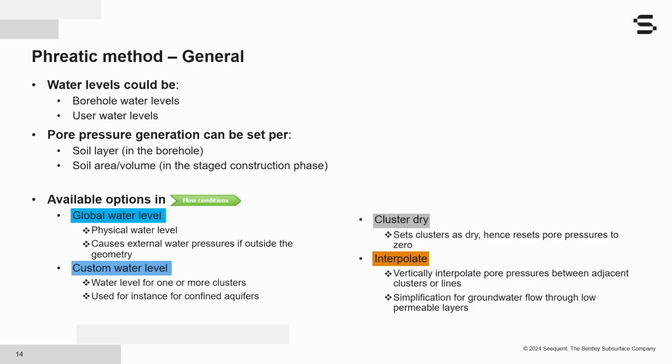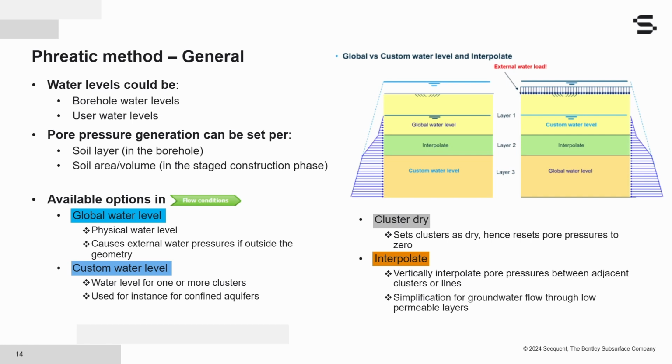So let's see an example. Now, we have those two cases. In both left and right cases, we have three identical layers, each with a different water condition. On the left side, layer 1 is assigned to a global water level, which is located approximately at the middle of the layer. And layer 3 is assigned to a custom water level located above the ground. And of course, for layer 2, we chose to interpolate the pore pressures. And on the right side, the custom and the global water levels are reversed. So layer 1 has a custom water level at the same elevation, and layer 3 is the one that has a global water level. So what is the difference between the left and the right cases?